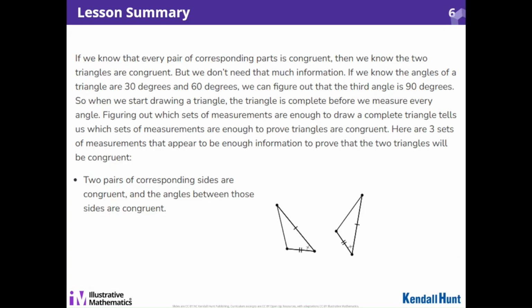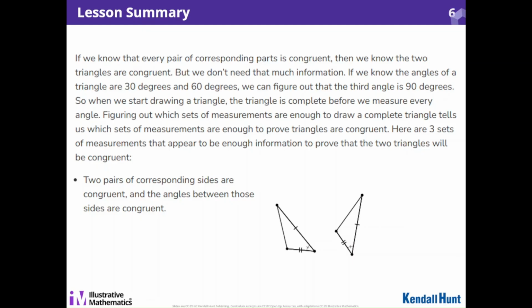To summarize what you're going to see in today's practice problems, if we know that every pair of corresponding parts is congruent, then we know the two triangles are congruent. This is what we began talking about in the previous video. But we don't need that much information.